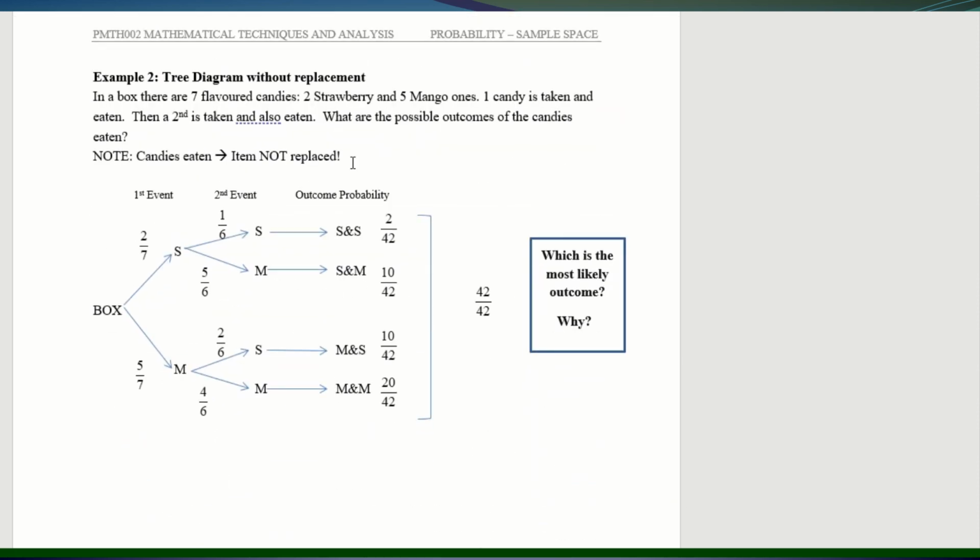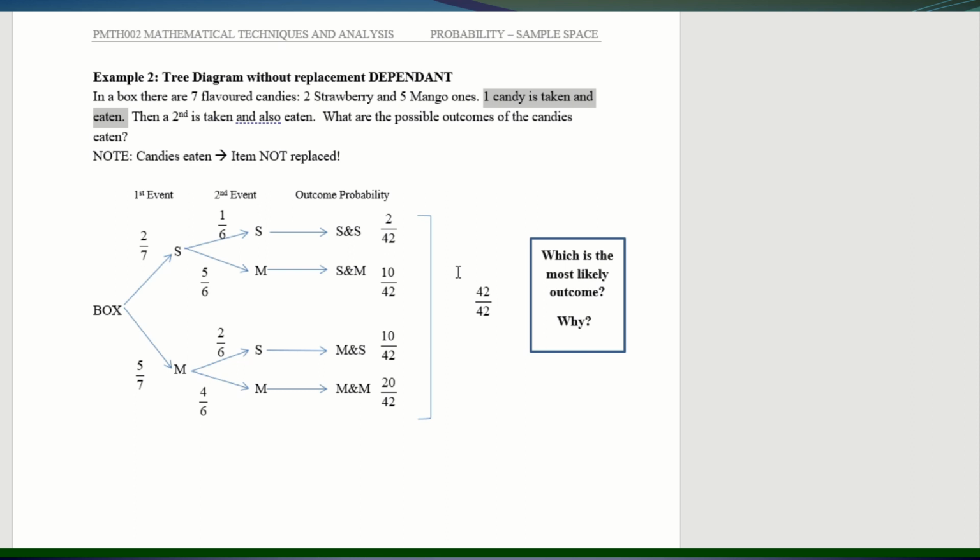Then you have a tree diagram without replacement. That means no replacement. This is when you say that this is a dependent event. Dependent event means the first event has affected the second event. Okay, so there are 7 flavored candies, 2 strawberry and 5 mango. 1 candy is taken and eaten. So if eaten, it means 1 less, correct or not? So if originally in the box I have 7 candies, if 1 is eaten, you are left with 6.